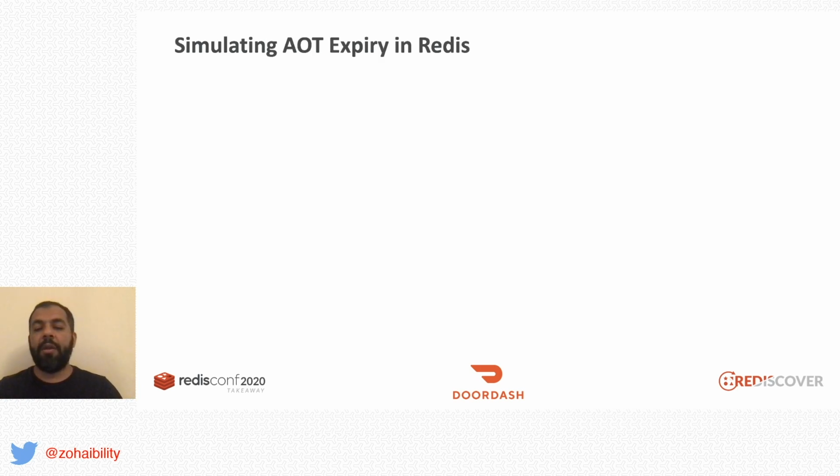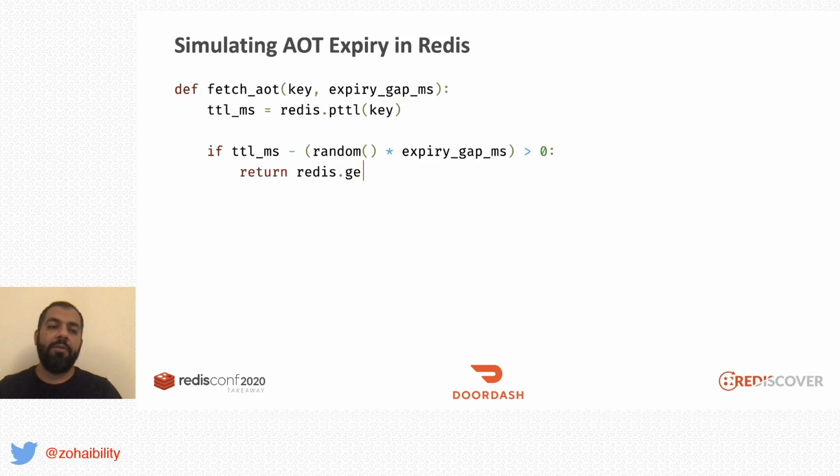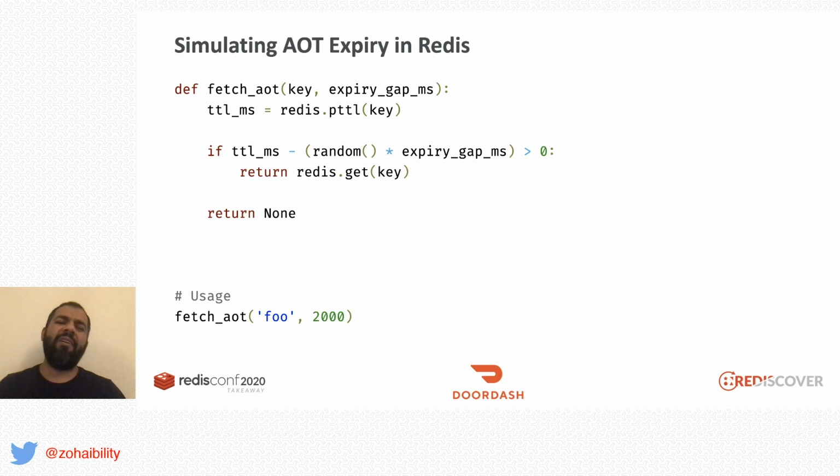Simulating the same ahead of time expiry in Redis is pretty simple. Here's a very basic piece of code that I just put together in Python. This is not our production code at all, but it's totally something that would work. The first line, fetch AOT, is a method that takes a key and the expiry gap in milliseconds.